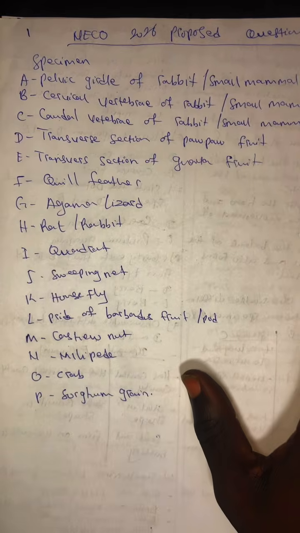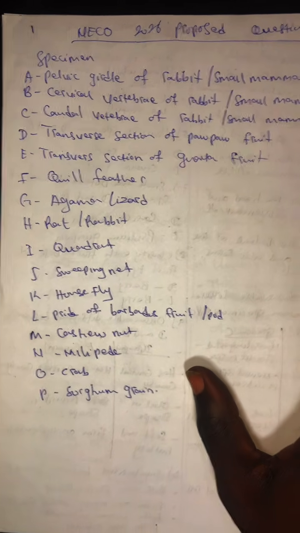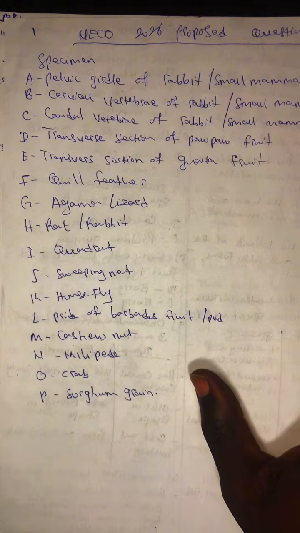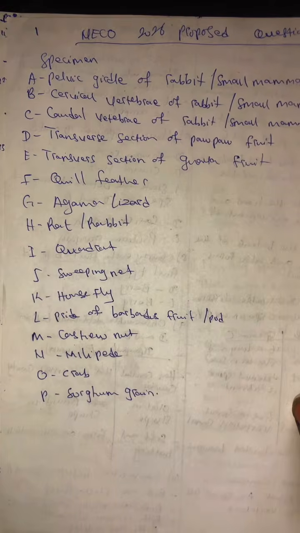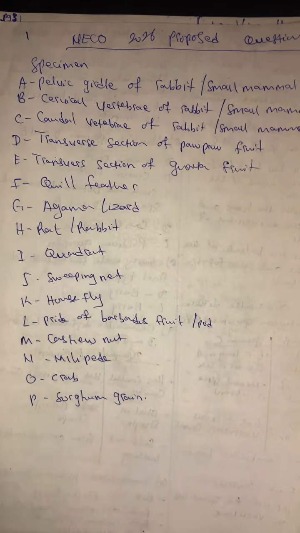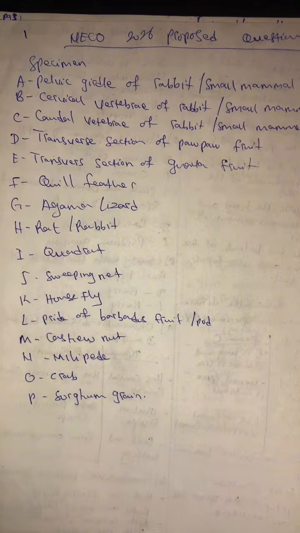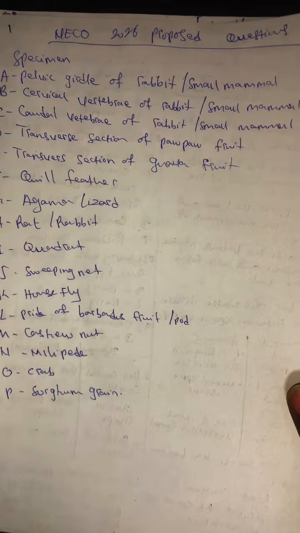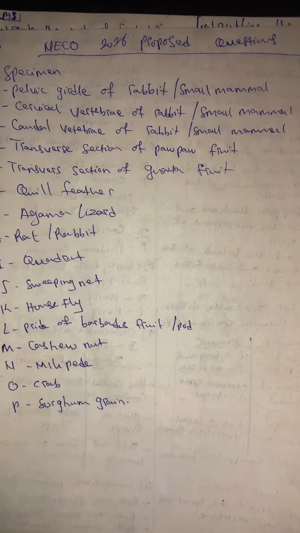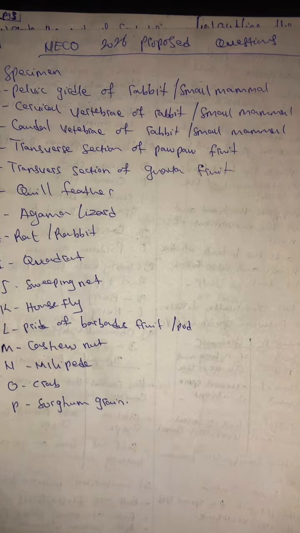Here are the 2026 NECO proposed questions you may likely come across, according to the specimens that are given as well. Now let's start from specimen A. Specimen A is the pelvic girdle of a rabbit or a small mammal. B is the cervical vertebrae of a rabbit. The next one is the caudal vertebrae of a rabbit or a small mammal. Be careful. The animal there, you don't know it. It's just the vertebrae, like the bone. So don't make the mistake of telling them it's that of a rabbit.